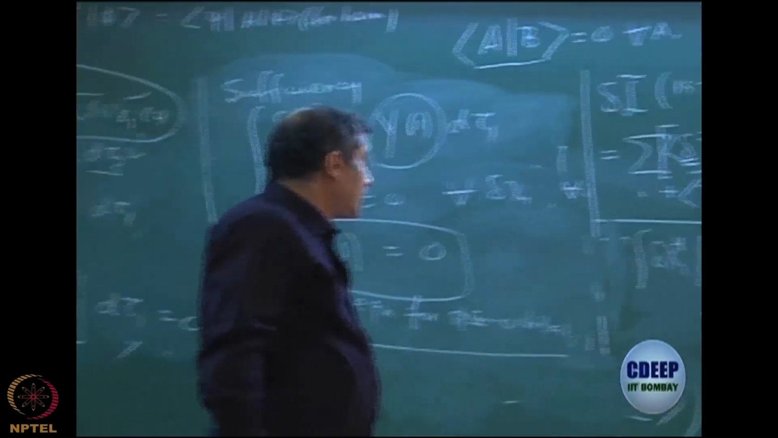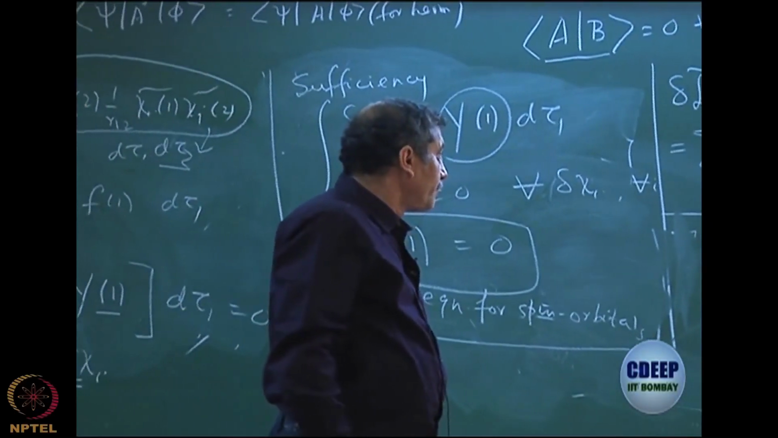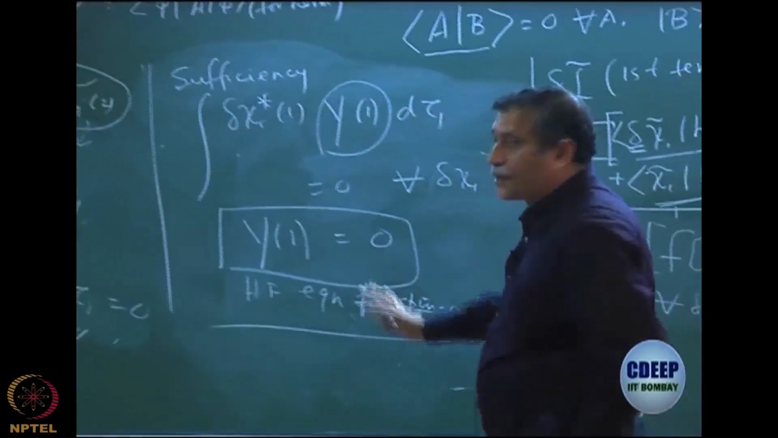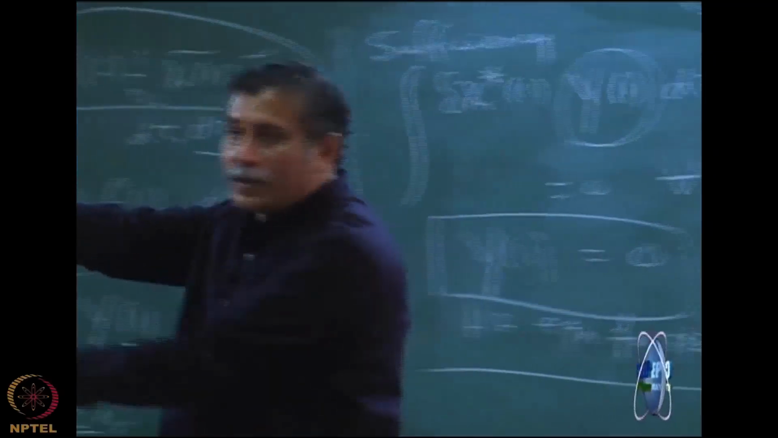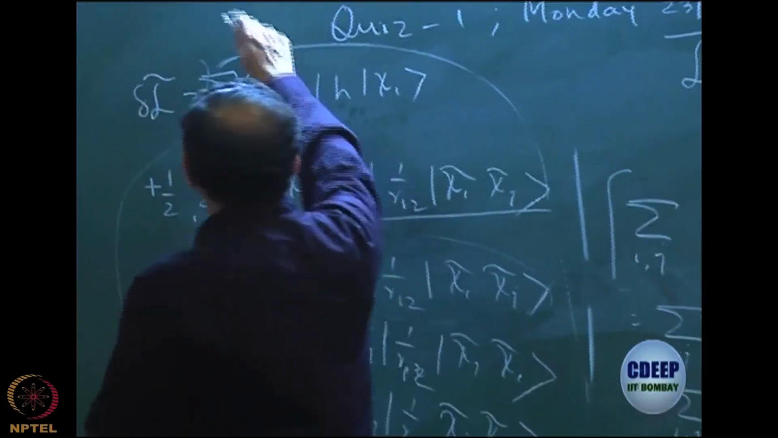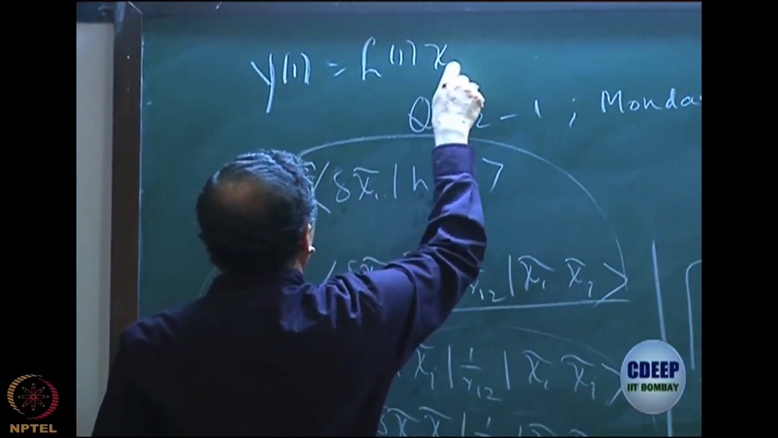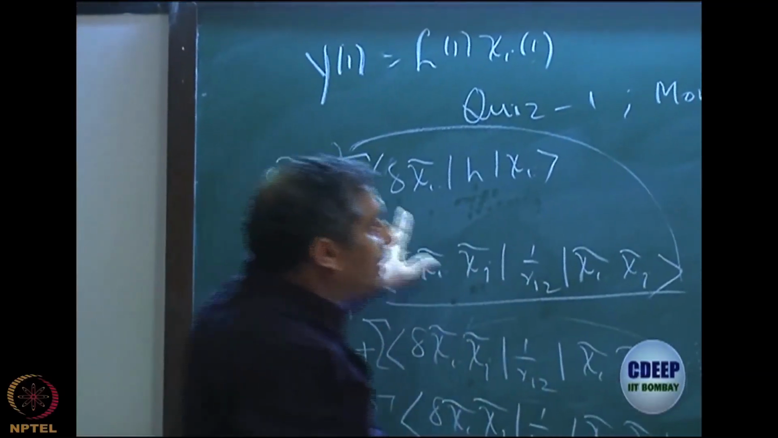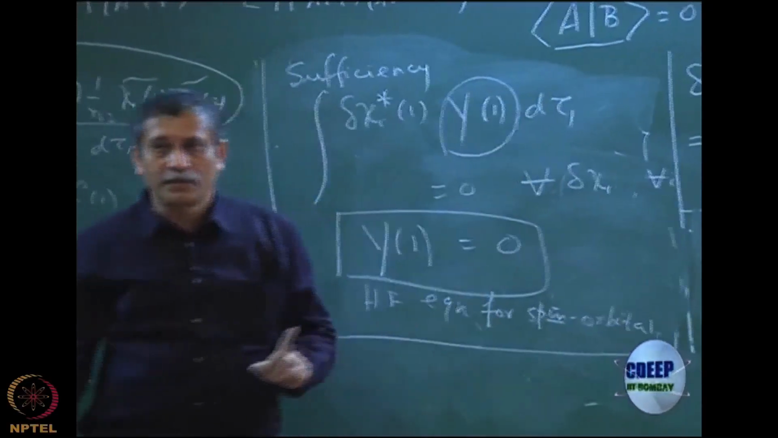I think this is something we should remember for when I work out this y of 1. I will try to detail the y of 1 from the next class onwards. And actually you already know how I am going to do it, so it's very easy. It's basically the first term of y of 1. For example, the first term is itself h of 1 chi i1. That is very trivial, because when I integrate here, I get delta chi i star 1 h of 1 chi i1. So that's the first term.